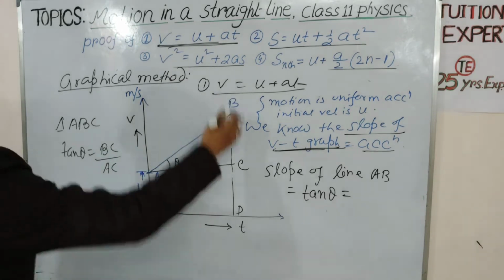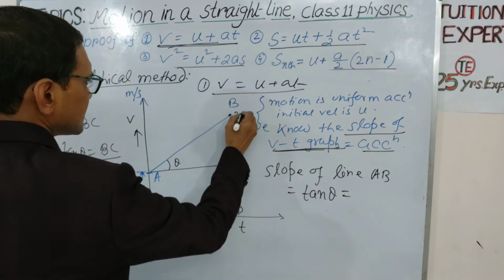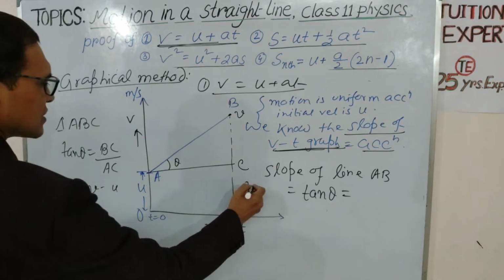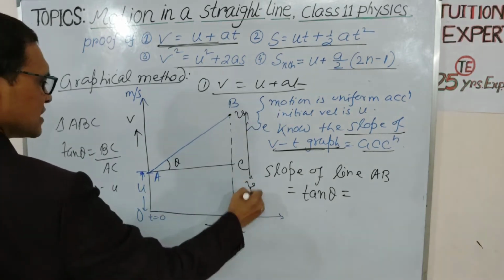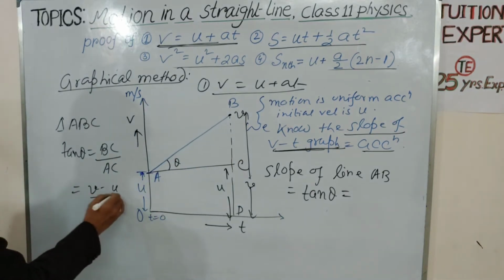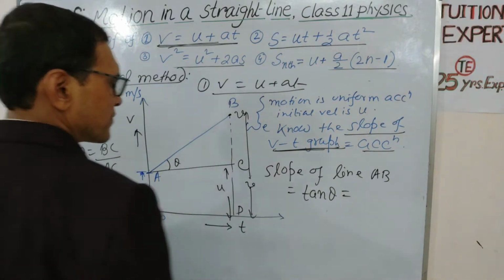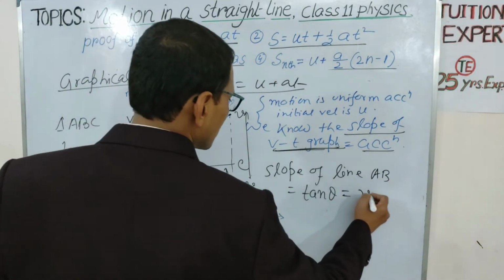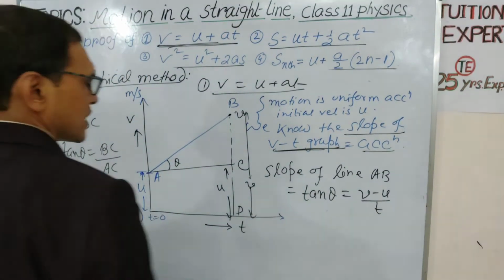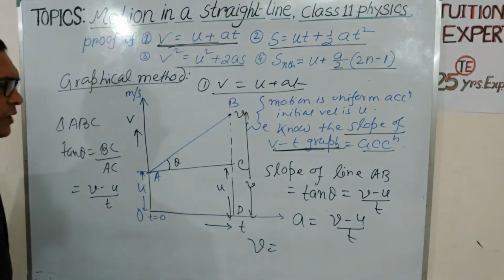Now what is the perpendicular? Perpendicular BC equals V minus U. Suppose the velocity here is V, and this is U. So BC equals V minus U, and AC is along the time axis, so AC is T. So the slope of the line, tan theta, equals V minus U by T. Now we know the slope of the line is acceleration, so acceleration equals V minus U by T, that is V equals U plus AT.